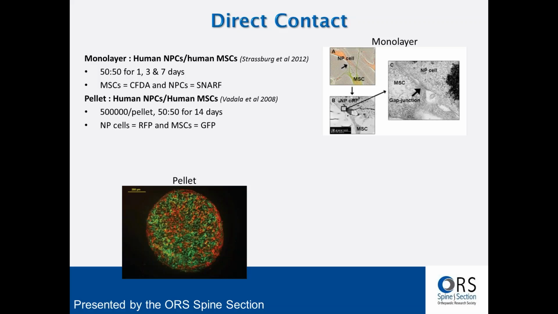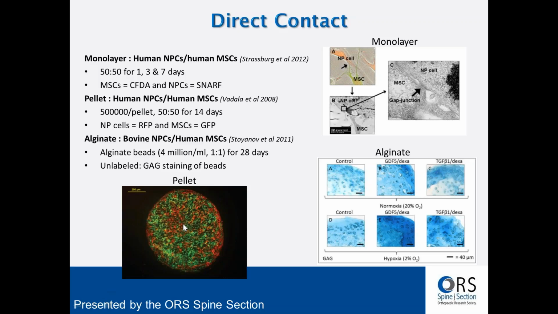NP cells and stem cells have also been seeded together in pellet cultures, with the NP cells labeled in red fluorescent protein and the stem cells in green fluorescent protein, as shown here. They've also been co-cultured in alginate beads, as shown here.